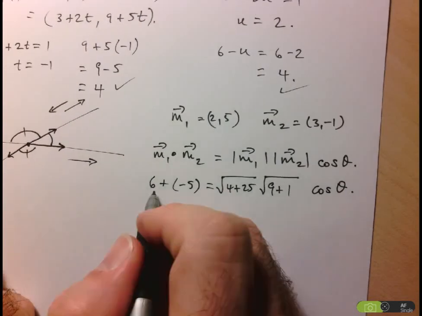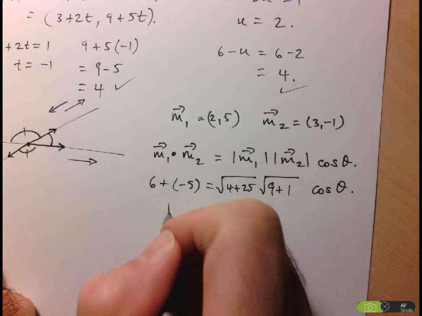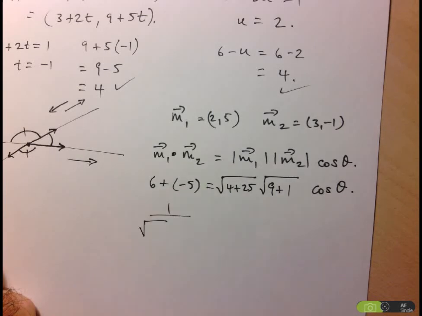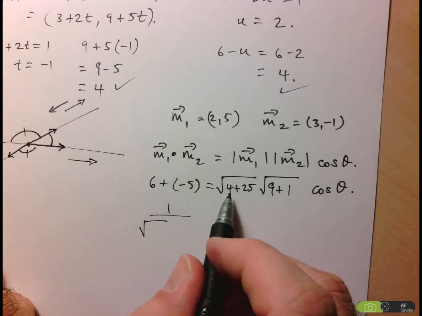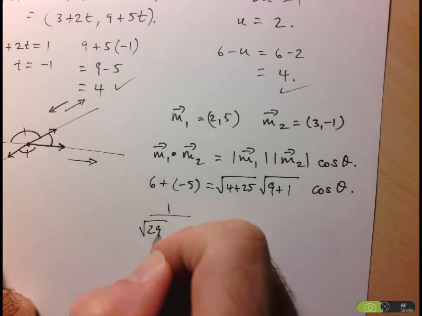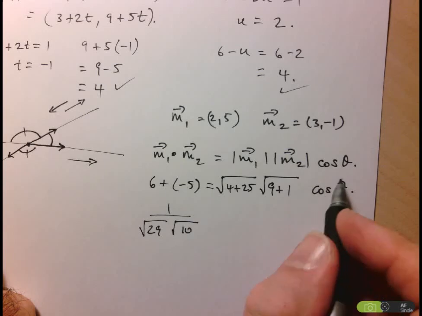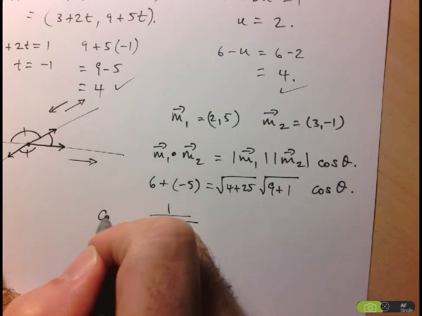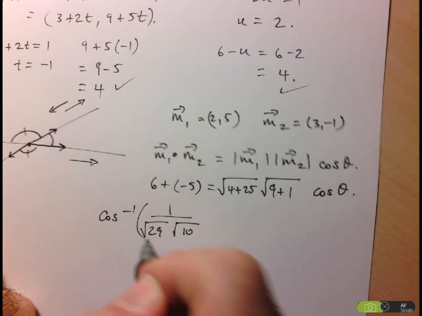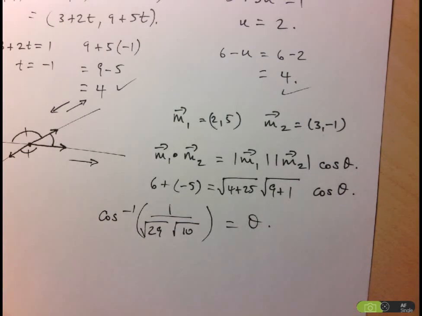Okay, so here 6 minus 5 is 1, and we'll divide these coefficients here. So 4 plus 25 is 29. Okay, 9 plus 1 is 10. And since we're isolating for theta, we have to take the cos inverse of all this. That gives us our theta.